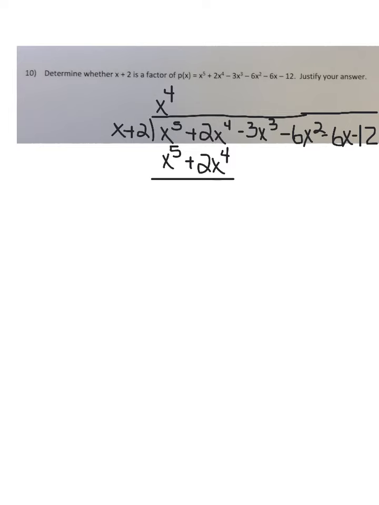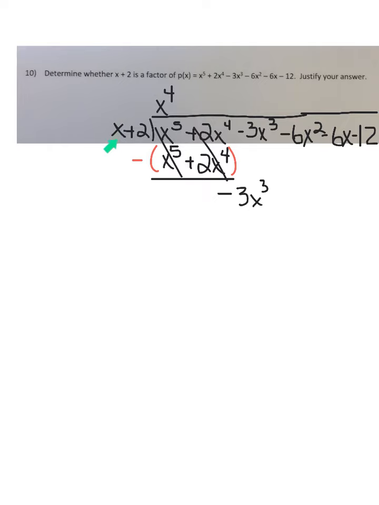Now, if you recall, what we're supposed to do is subtract these bottom two from the top two. And so if I do x to the fifth minus x to the fifth, you should see I get 0. And if I do 2x to the fourth minus 2x to the fourth, you should see that I also get 0. So these guys are going to cancel out. I'm going to bring down my next term here, negative 3x cubed.